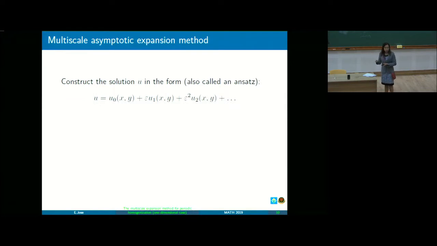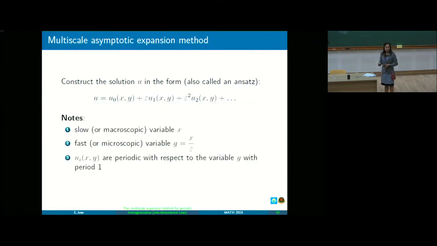We identify here two variables, you see x and y. Now, what is x? That is actually our slow or macroscopic variable, while y is our fast or microscopic variable, and we take that to be x over epsilon. Ui of x, y for each i from 0 to infinity are periodic with respect to the variable y with period 1. Okay? Is it okay, our ansatz? And our assumptions on our variables and Ui. Okay, so let us continue.